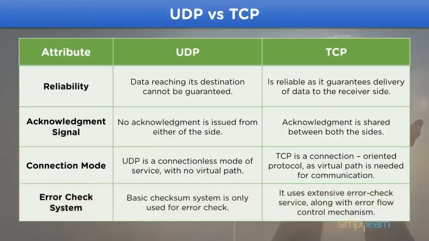The next attribute is the error check system. In the UDP protocol, only a basic check system is used for error checking. Whereas the TCP protocol has an extensive error check service, along with an error and flow control mechanism included in the TCP protocol service.